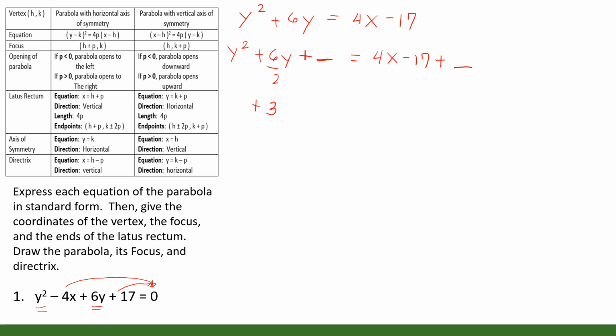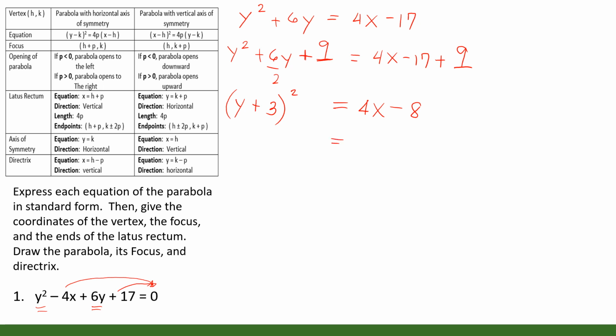The square root of y squared is y, so you have y plus 3, and then squared, 3 squared is 9, so you need to add 9 here. On the other side, mag-a-add ka rin ng 9. So, y squared plus 6y plus 9 is a perfect square trinomial whose factors are y plus 3 quantity squared. If you continue solving, 4x minus 17 plus 9 is now equal to 4x minus 8.